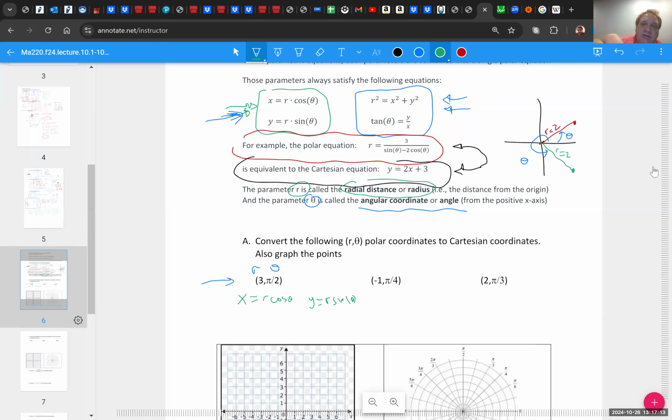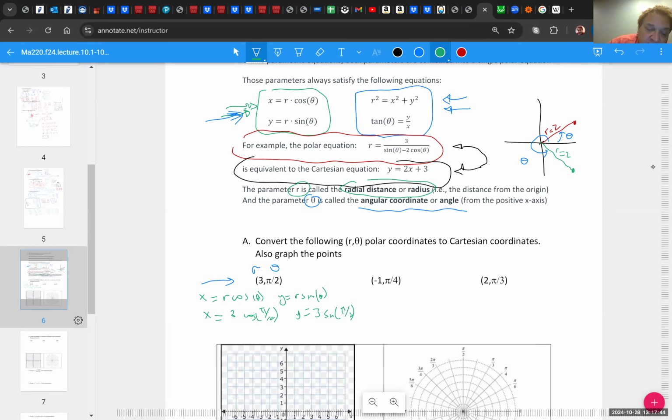Let me move those over a little bit, just so I have space for the next problem. x equals r cosine theta, and y equals r sine theta. And we literally just plug stuff in. So we know r is 3. We know theta is pi over 2. And same thing with y. We know r is 3, and theta is pi over 2.